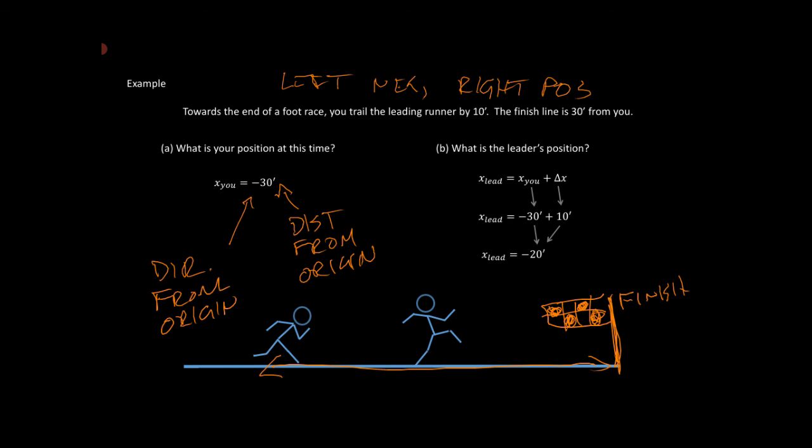The leader's position, a little more complicated. You had to take your position and look at the difference between your position and his position, and this has to be defined correctly so that you get the right answer. If you're going the other way, it would be negative 10. So take your position, where are you compared to the finish line, and where is the leader compared to you? You put them together, add them, get minus 20 feet, and you have the leader's position. All right, so that's more or less all we did there. Okay, next I'll talk about velocity, come back for an example, then we'll do some acceleration.